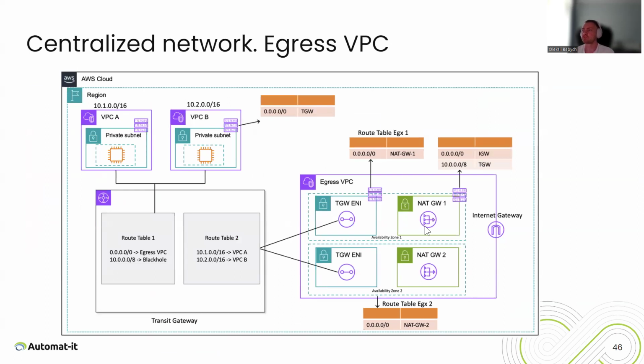And here is one more option of centralized network with a central egress VPC. So instead of creating NAT gateways in every member VPC, you can use the central one and just pass traffic through the transit gateway to the egress VPC and then to the internet. It may be a bit more expensive than the default setup, but sometimes it's pretty useful for security reasons.